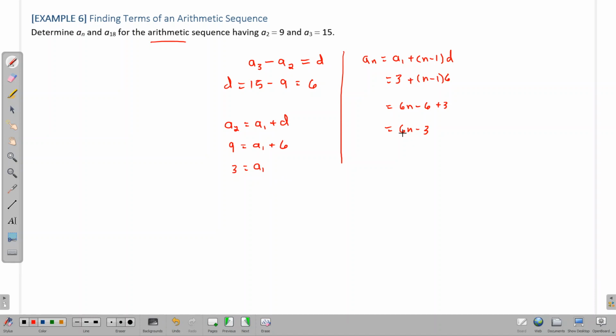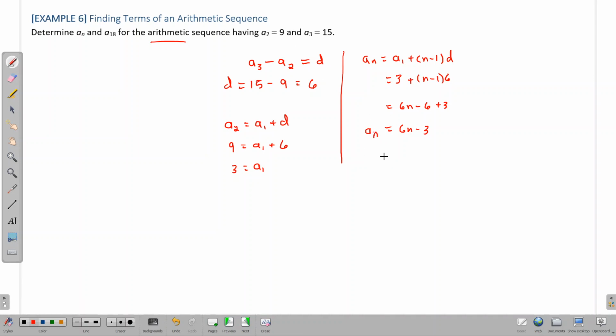It's always a good idea to double check. If I plug 2 into this, notice I get 12 minus 3, which is 9. If I plug 3 into this, I'm going to get 18 minus 3, which is 15. So it is working for each of these two given terms.